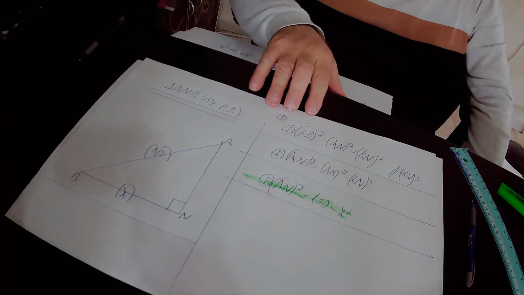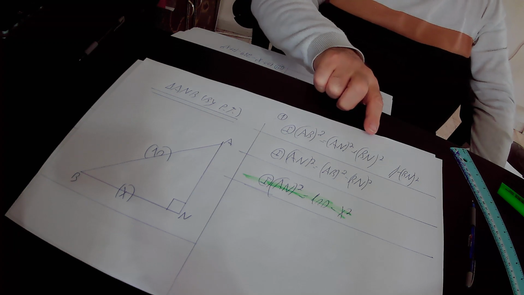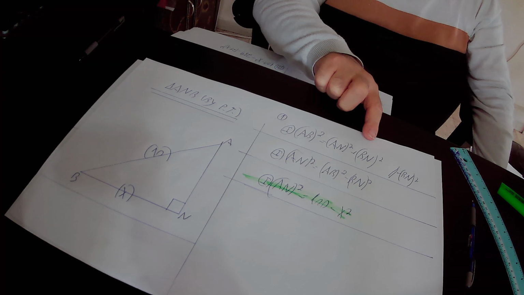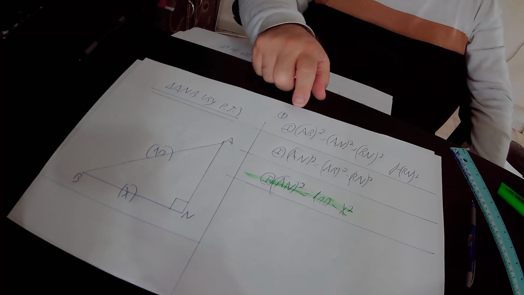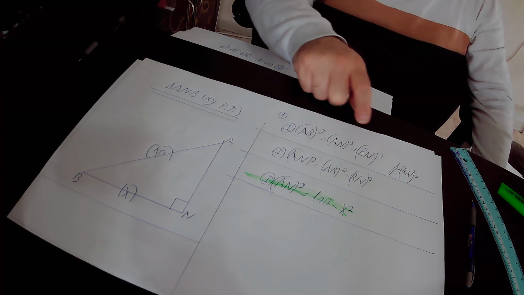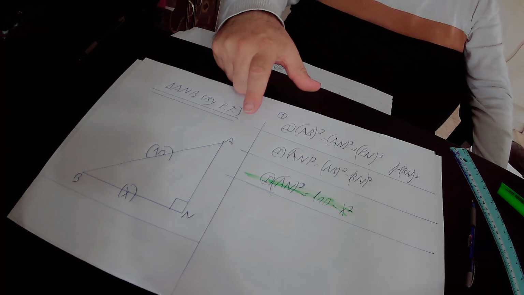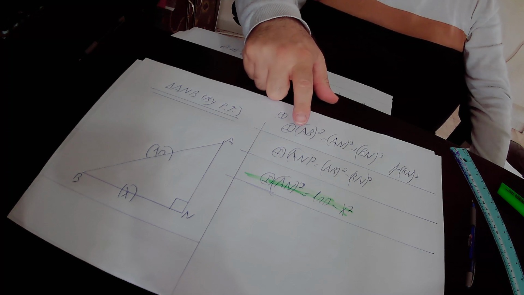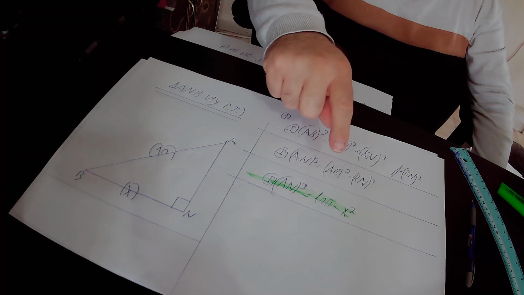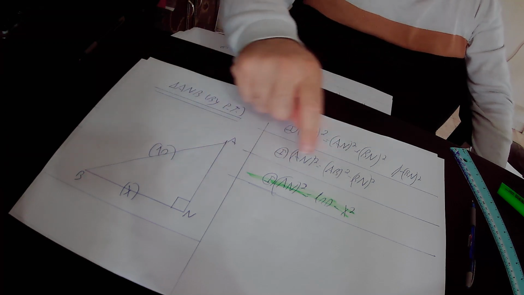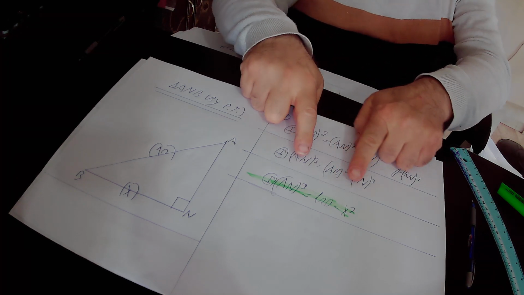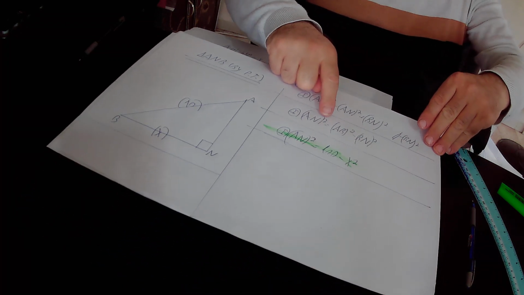Repeat again, according to equation 1, AB square equals AN square plus BN square. Here we subtract BN square from equation 1, and found out that AN square equals AB square minus BN square. So AN is the missing side, so we leave it as it is. AN square equals AB square. AB is 10, therefore AB square is 10 squared, that is 100, minus BN square. BN is X, therefore BN square is X squared. So in total, according to equation 1, we found out that AN square equals 100 minus X squared.